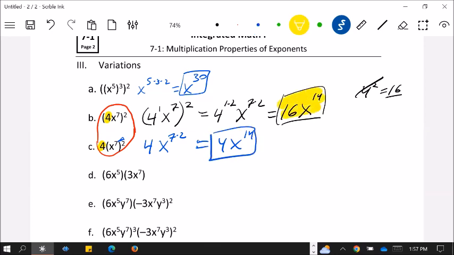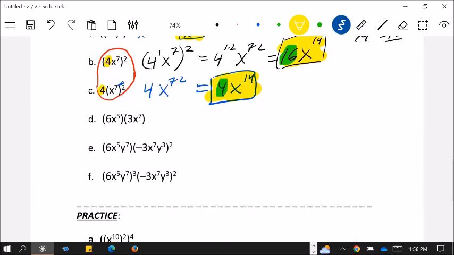And so in these two, notice that the big difference is what happens with the number, whether it's on the inside or the outside. Is it affected by the exponent or not affected by the exponent? Make sure you think about that when you're looking at these problems.